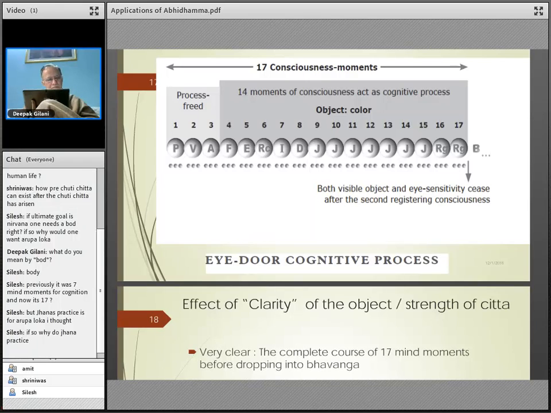So then the answer to Silesh's question is that jhana practice can help us in investigation. Certainly, as the 4 jhanas do help us. But once you get into the other formless ones, then it becomes more difficult.